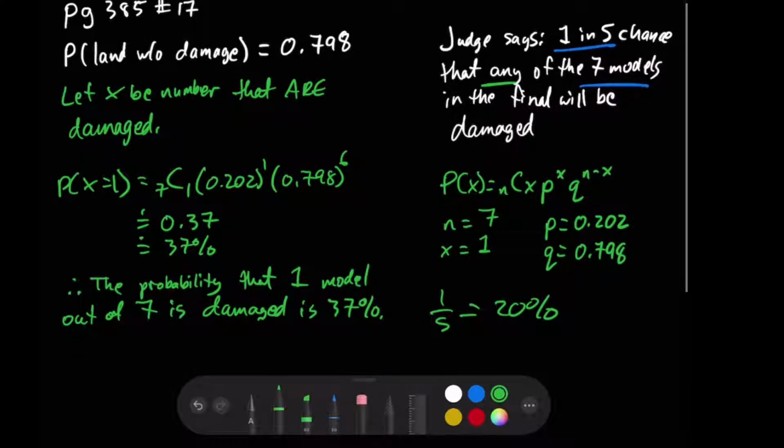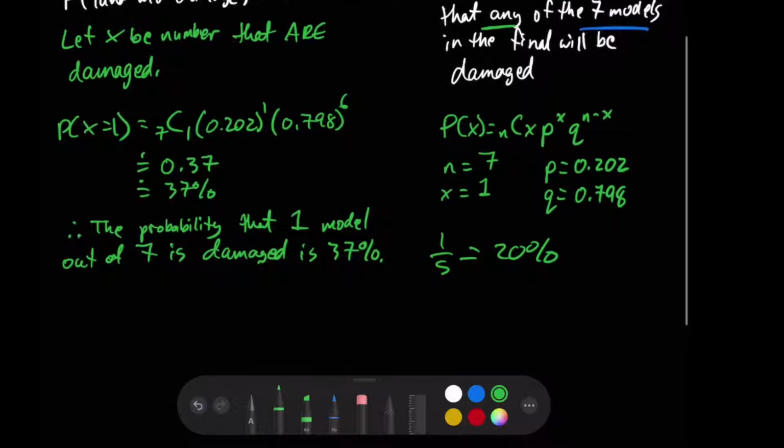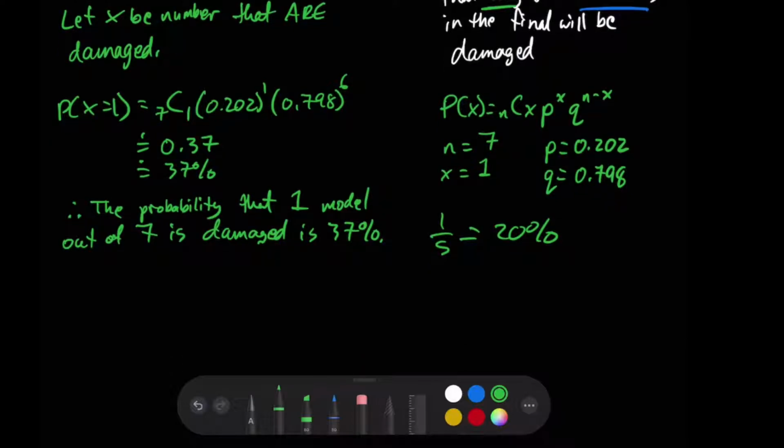20% and 37% are not equal. So we would argue that the judge is wrong. So actually, let's answer the question. Let's just finish it this way. Therefore, the judge predicted a 20% chance of success, which in our case is failure or damage. 20%.